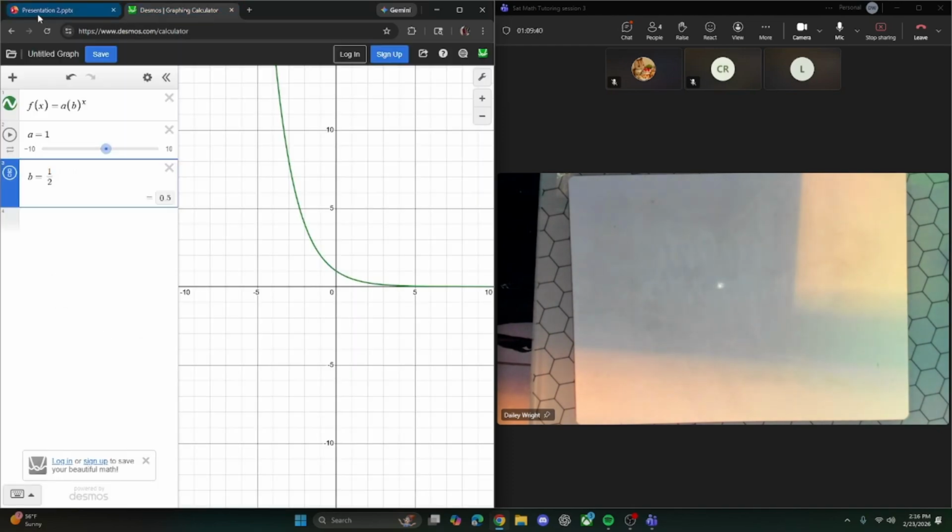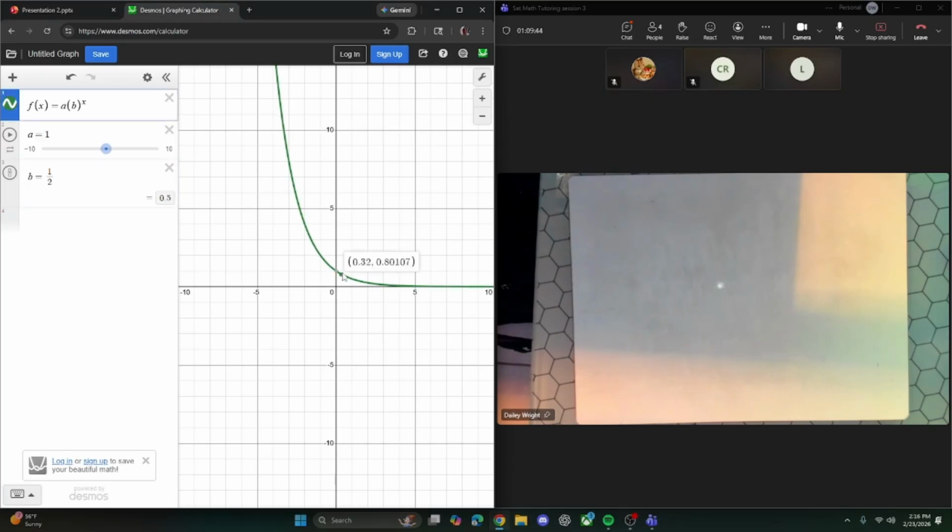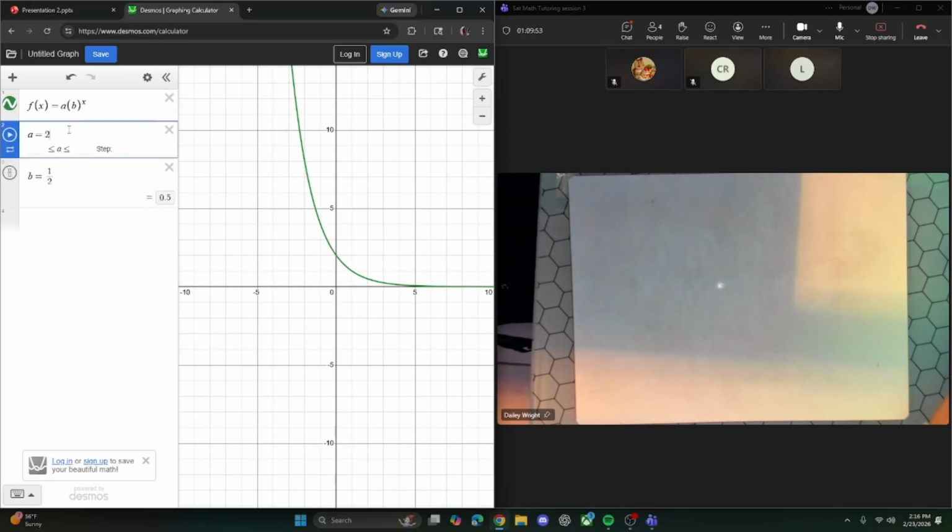And then a is going to be the y-intercept for your equation. If a equals 1, your y-intercept is going to be 1. If a equals 2, your y-intercept is going to be 2. And so on. If a equals 10, your y-intercept will be 10.